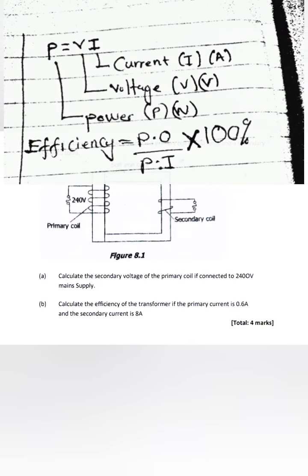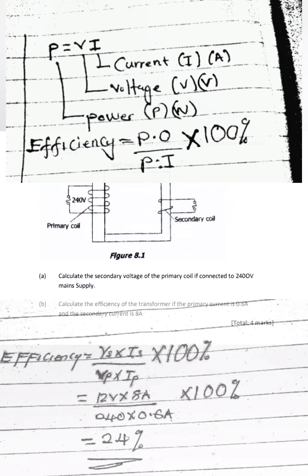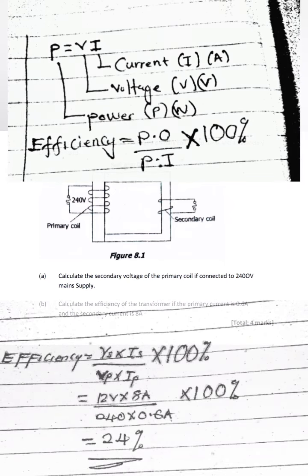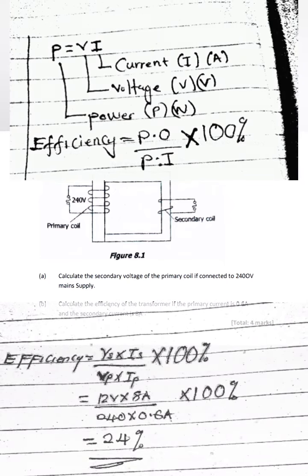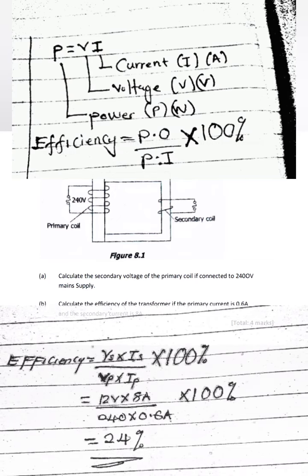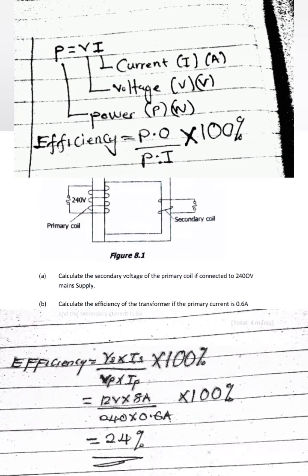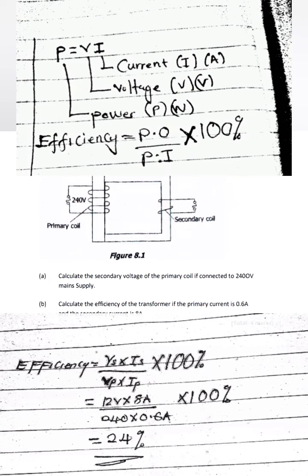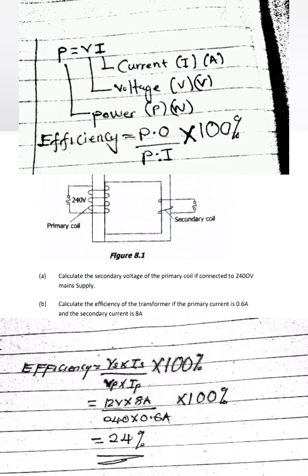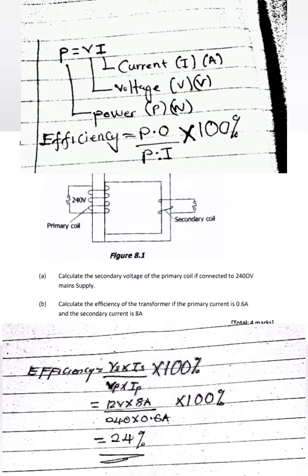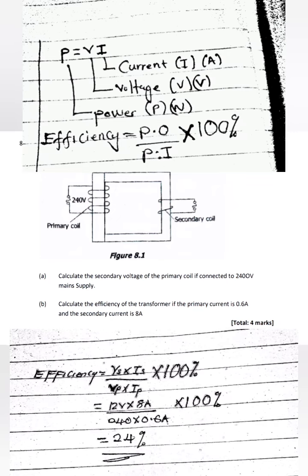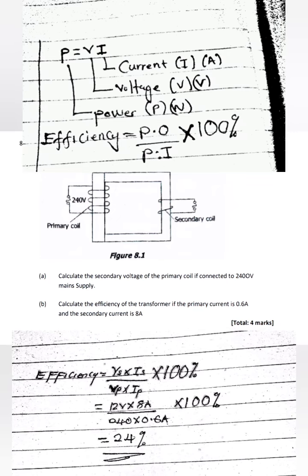The voltage on the secondary coil is 12 volts multiplied by the current, which is 8 amps, divided by 240 multiplied by 0.6 amps, multiplied by 100%. If I do the computation, my final efficiency is going to be 24%. So that was the last one.